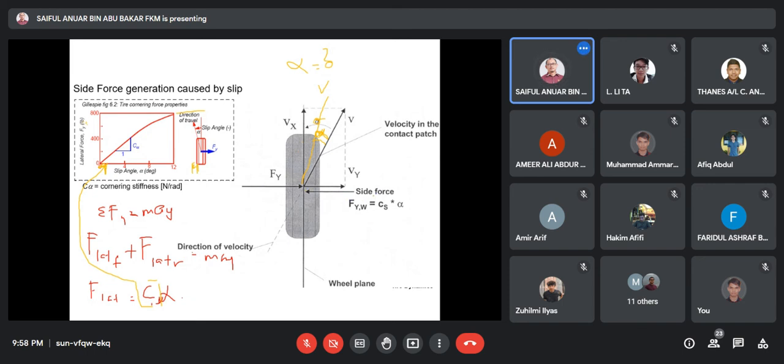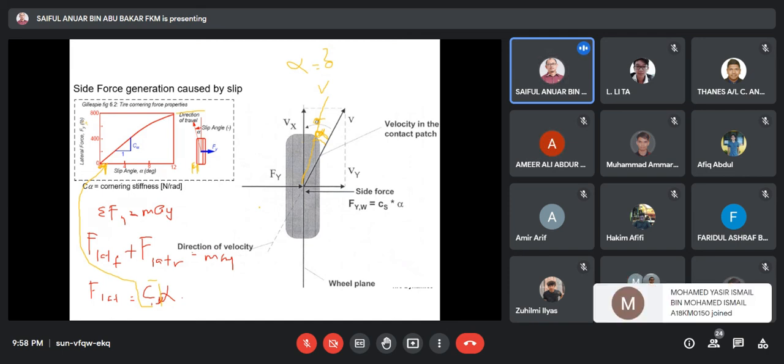So we can say that side force is equal to lateral force, which is being given by this one, cornering stiffness and slip angle gain from this graph. Okay, this experimental rig that they use to conduct the experiment to characterize the tire characteristic.